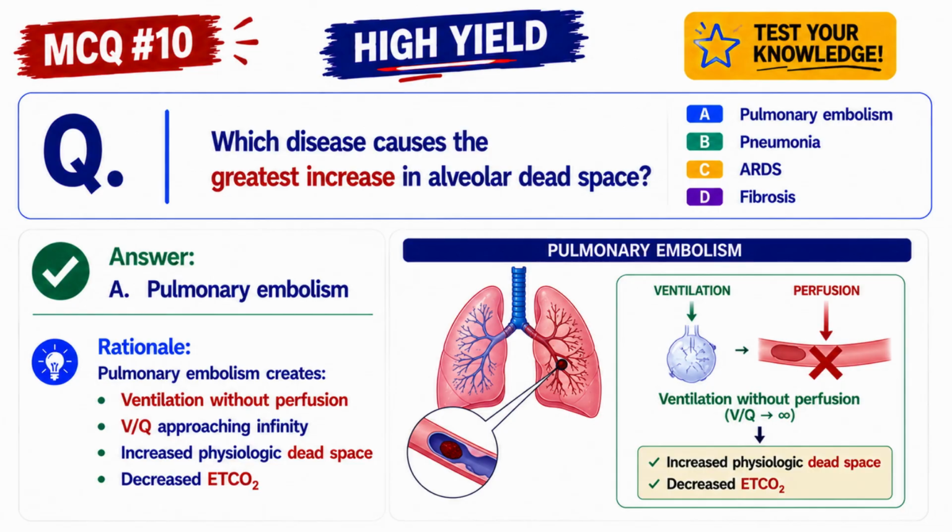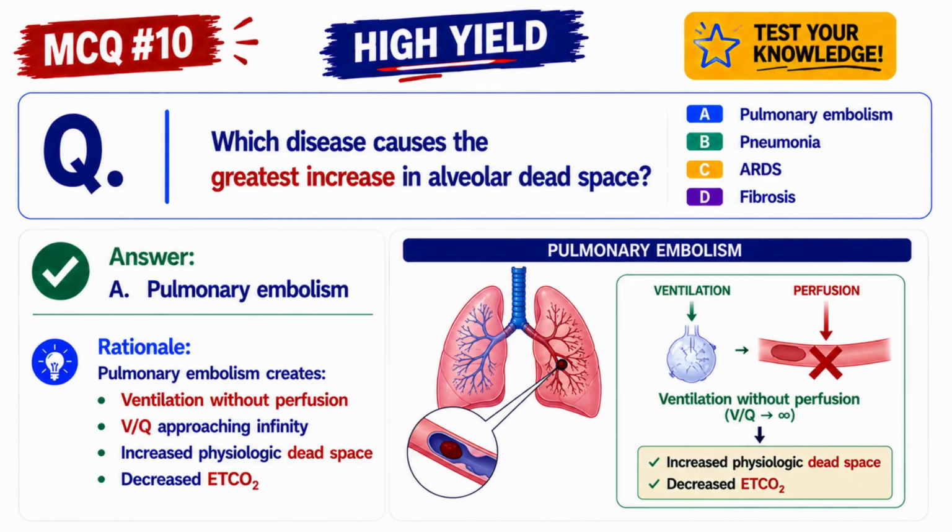That is 10 questions, mechanics of breathing. Your 5 things to lock in before you go. Compliance, volume divided by pressure. High compliance means easy inflation. Low compliance means stiff lungs. Decreased in fibrosis, increased in emphysema.